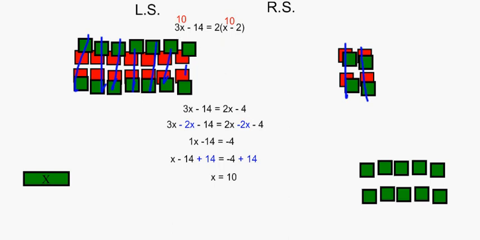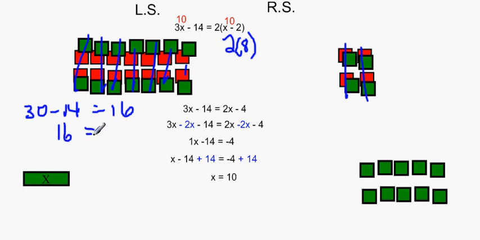3 times 10 would give me 30. So I'm just going to write it here. So we have 30 over here, and subtract 14, is equal to my right side, which says 2 sets of 10 minus 2. Well, 10 minus 2 is 8. And 2 sets of 10 minus 2 is 16. So that would have to equal 16. If I now do my left side, 30 minus 14 is 16, and that's equal to 16.